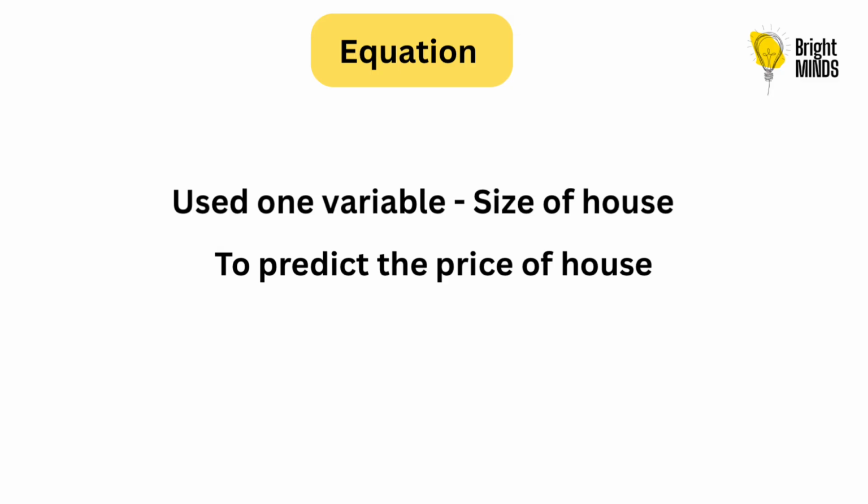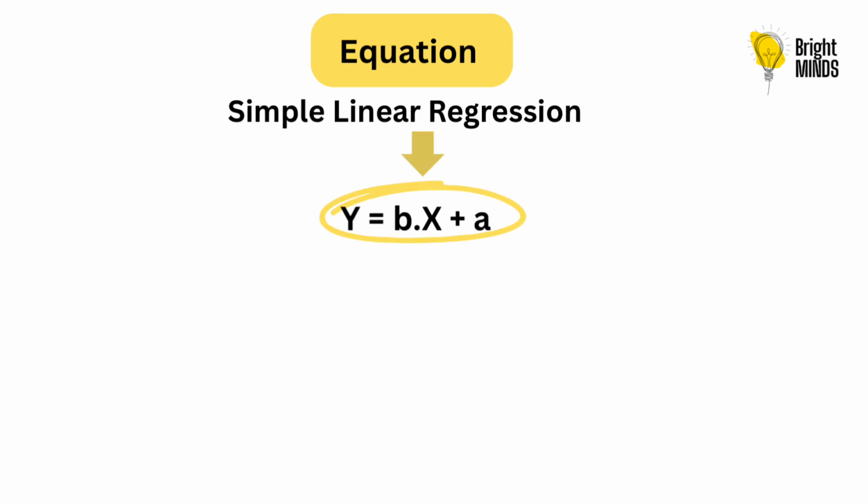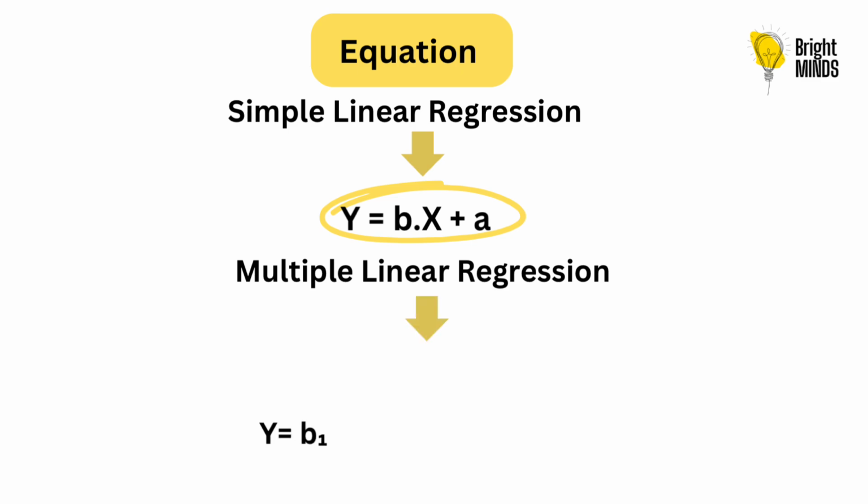Remember how we used one variable like size of house per square foot to predict the price of the house? In that case, our equation looked like this. But now, we are adding more predictors to the mix, which gives our model more power, but also introduces more complexity. So we need an equation that can accommodate n number of variables. So now our equation looks like this.